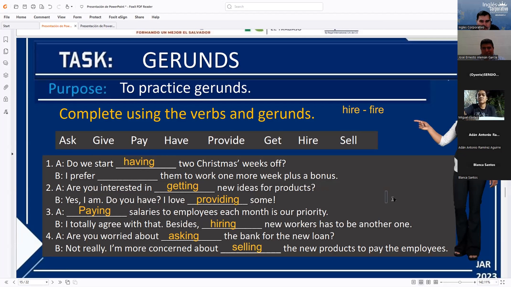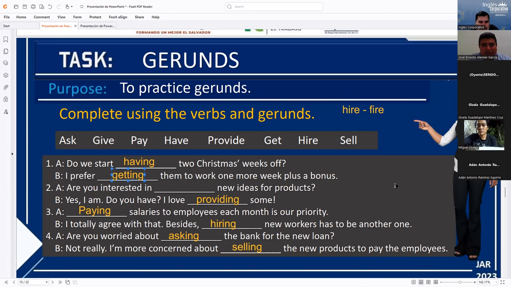And over here, do we start having two Christmas weeks off? Okay. And what verb is missing? We already have ask. Paying. We have paying, only giving is the one. Which is missing, giving, right? So maybe here, I prefer getting them to work one more week plus a bonus. Sounds weird, but we don't have another option.